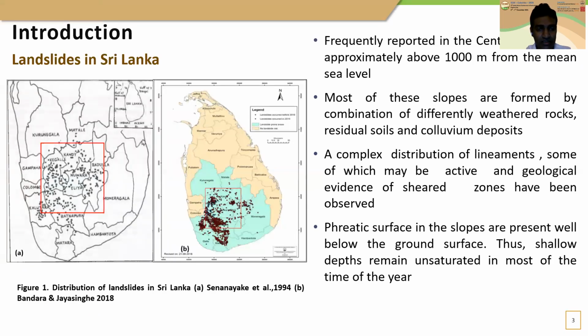So when discussing landslides in Sri Lanka, the main focal point is the Central Highlands because, as you can see, the figure shows the distribution of landslides in the Central Highlands in the year 1994 and in 2018. So you could see the number of cases reported have increased during the past 25 to 30 years. These slopes in the Central Highlands have an altitude of approximately 1,000 meters from the mean sea level.